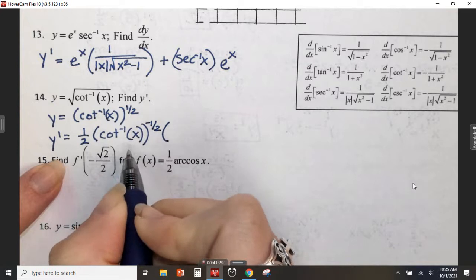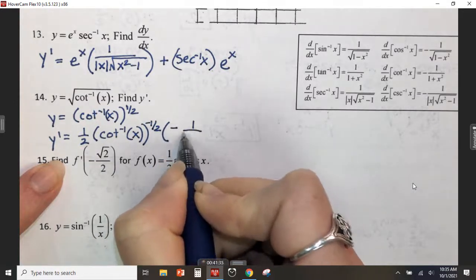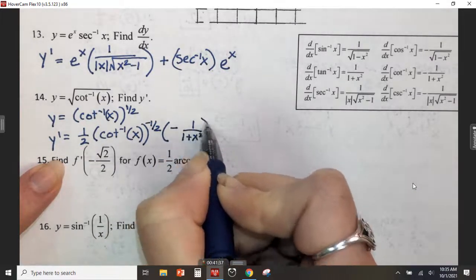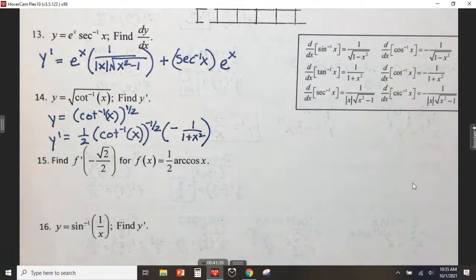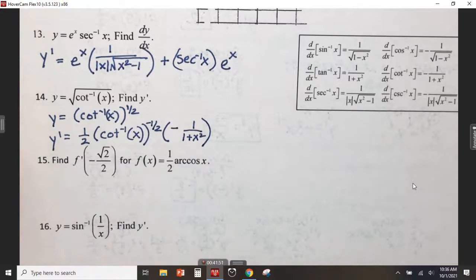Is this derivative going to be positive or negative? Negative, because it starts with a c. Negative 1 over 1 plus x squared. And we're done. Very important that this is in parentheses, though, because we're multiplying by a negative, not subtracting. Okay? Any questions? All right.